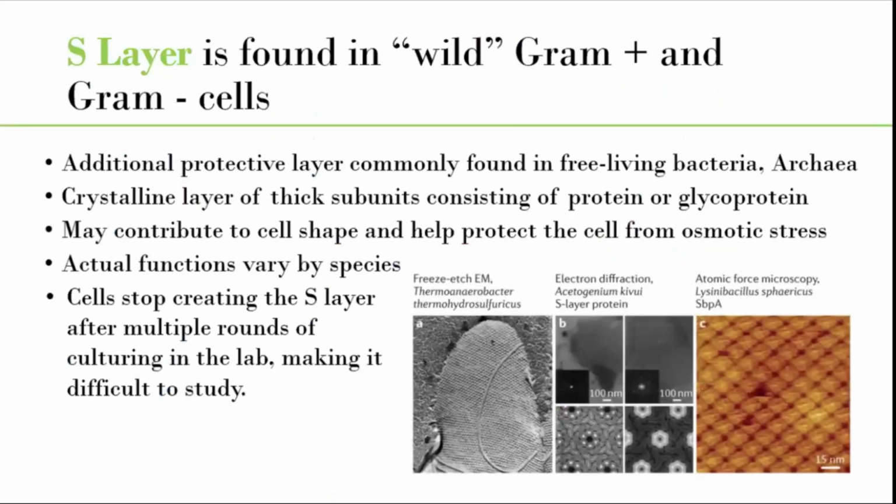So the S layer, found in both of them, is only found in wild cells. Meaning, if I were to take some cells from the environment or from my skin and then put them on a plate in the lab, after we culture them like two or three times, that S layer will go away and never come back. So, because of that, it's very hard to study because we can't keep it around in the lab, but it must mean it has some type of protection for it in the environment. It's protecting them from external environmental forces that obviously aren't around in the lab condition. Maybe it's only around when they're in the presence of other species of bacteria. We don't really know for sure.